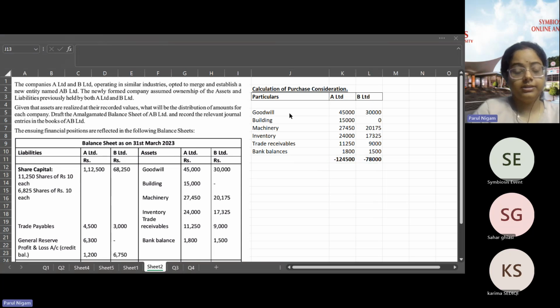Then we will consider the liabilities which are taken over by AB Limited. Okay. So under liabilities, it is only trade payables. So we will have trade payables. We have 4,500. Just a second.